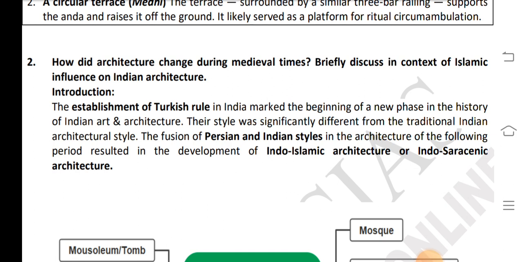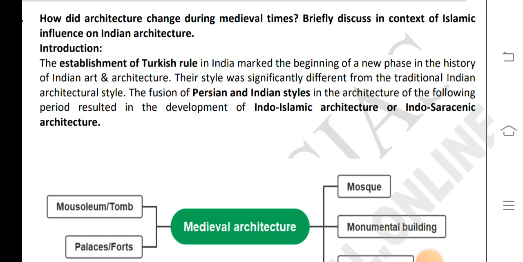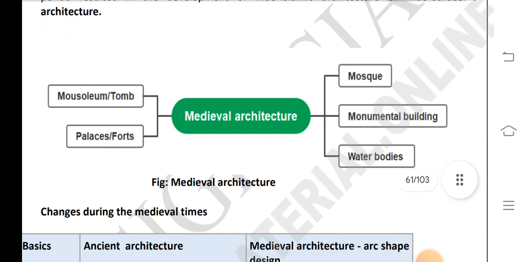Question number 2. How did architecture change during the medieval times? Briefly discuss in the context of the Islamic influence on Indian architecture. Introduction. The establishment of Turkish rule in India marks the beginning of a new phase in the history of Indian art and architecture. Their style was significantly different from the traditional Indian architecture style.